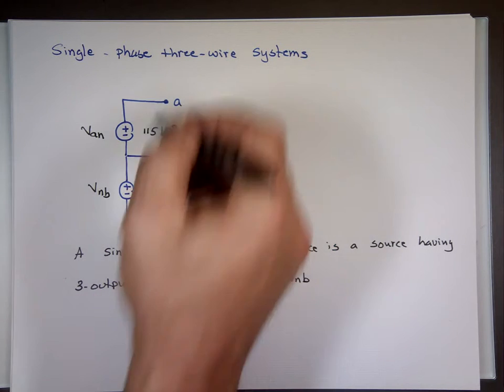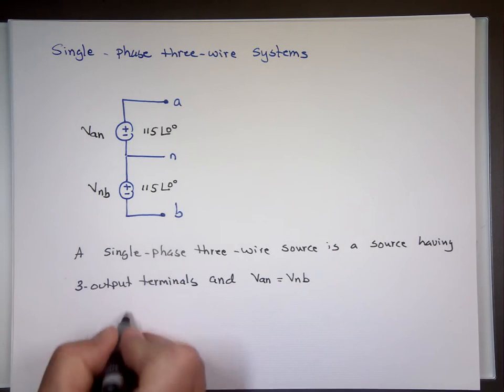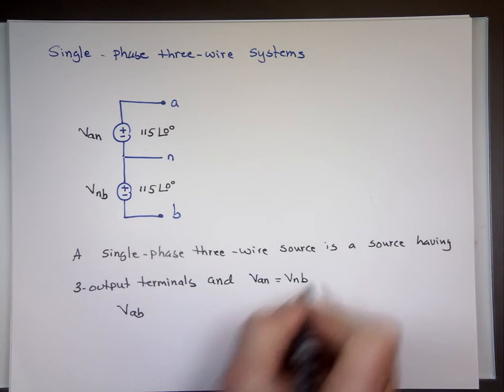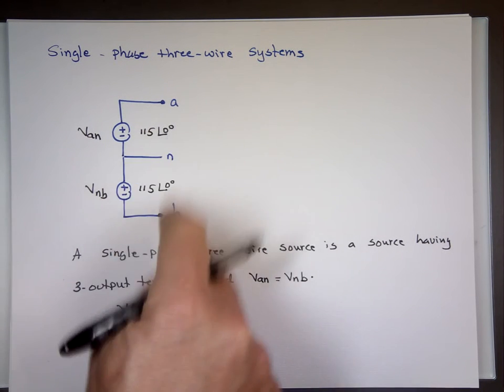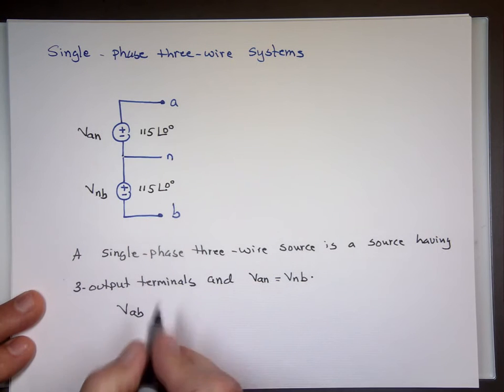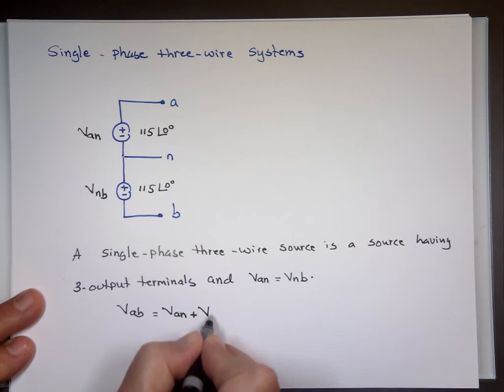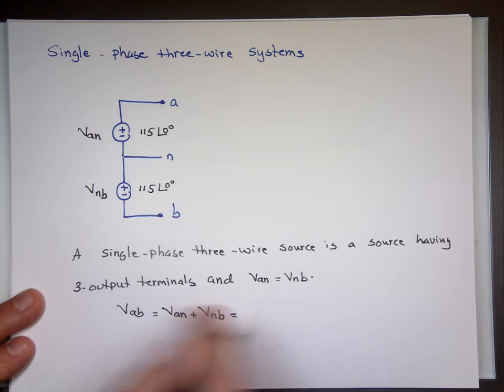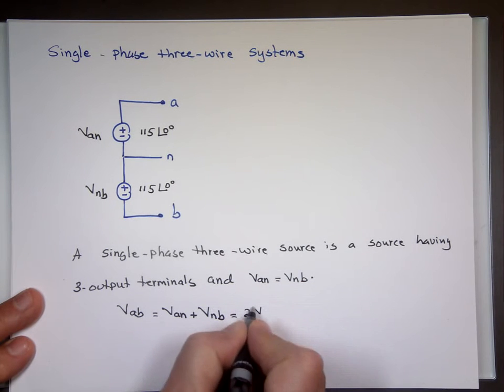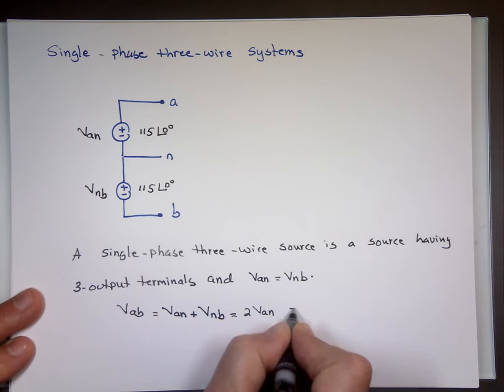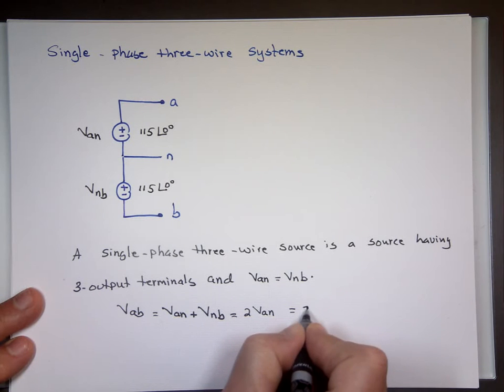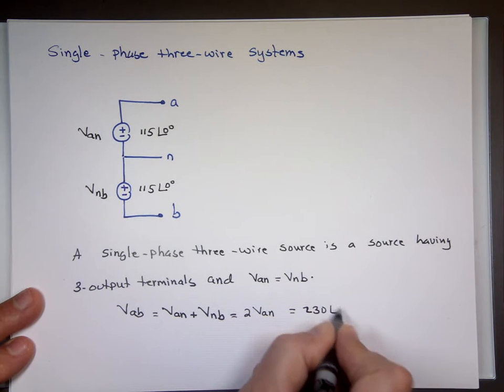And if you measure the voltage from A to B, it's going to be VAN plus VNB, which is twice, since these guys are equal, twice VAN. So in this case will be what? 230 angle 0.